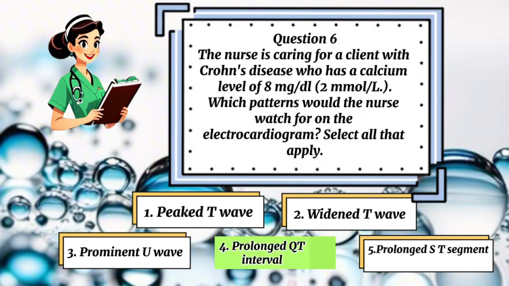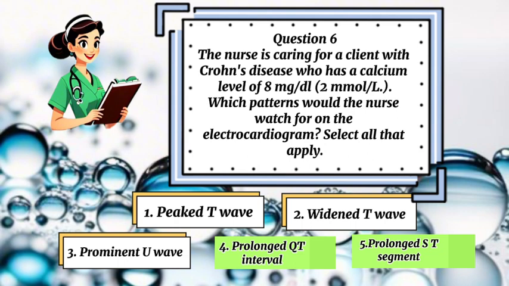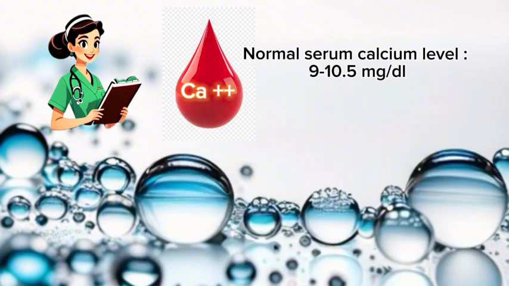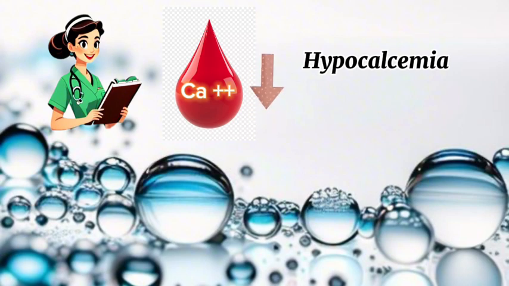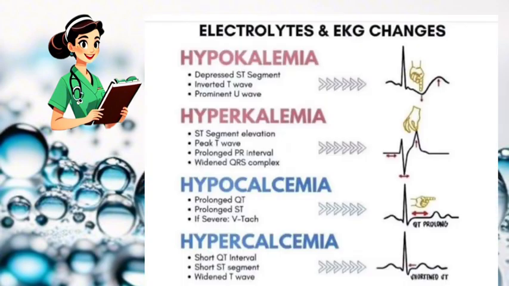4. Prolonged QT interval. 5. Prolonged ST segment. The normal serum calcium level is 9 to 10.5 milligrams per dL. A serum calcium level lower than 9 milligrams per dL indicates hypocalcemia. EKG changes that occur in a client with hypocalcemia include a prolonged QT interval and prolonged ST segment. Peaked T waves occur with myocardial infarction. A shortened ST segment and a widened T wave occur with hypercalcemia. ST depression and prominent U waves occur with hypokalemia.